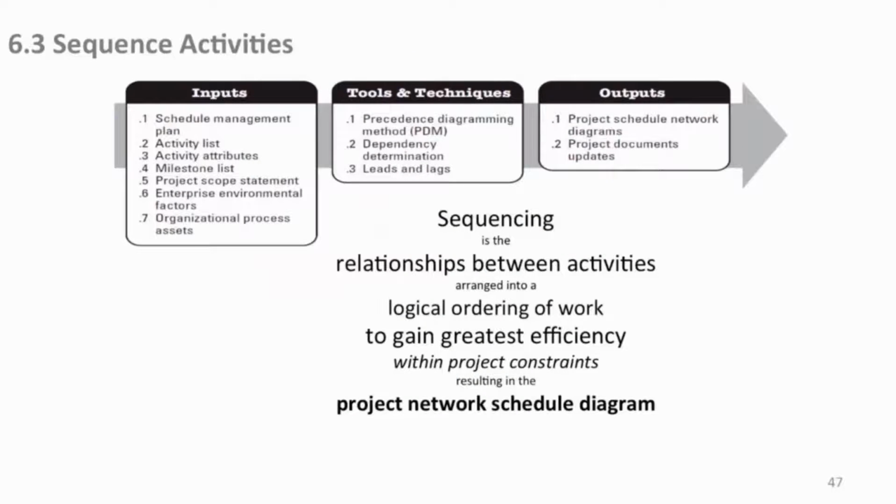So sequencing is defining the relationships between all of these activities so that they're arranged in a logical order of work so that you can have the greatest efficiency considering any project constraints that are in there, that result in what we're going to call, an official lexicon item here, the project network schedule diagram. Okay? This is not a Gantt chart. That's a different animal altogether. This is your network schedule diagram that portrays the sequencing of activities, regardless of your Gantt chart. Although the Gantt chart uses this information to produce a Gantt chart, they're two different things, so don't confuse them. We'll see why here.